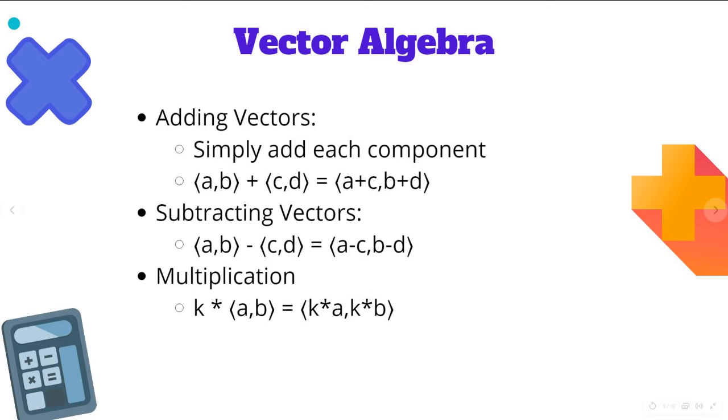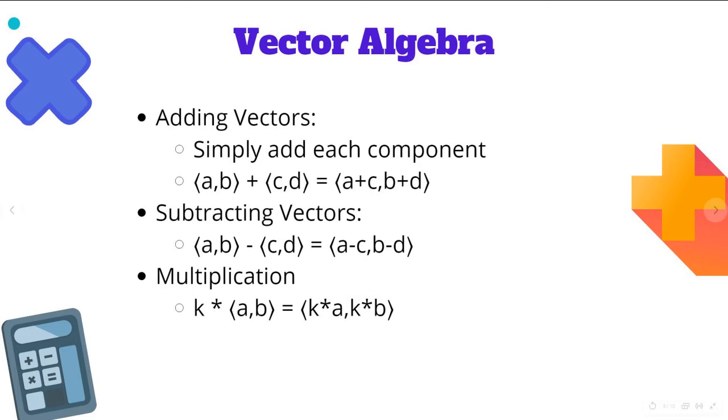And so, for example, if you see for adding vectors, if you were to add the vector <a, b> plus <c, d>, the resultant vector, its x component will just be a plus c, and its y component will just be b plus d. And for subtracting vectors, it'll be the same thing. Instead of a plus c, it'll be a minus c, and for the y component, it'll be b minus d.